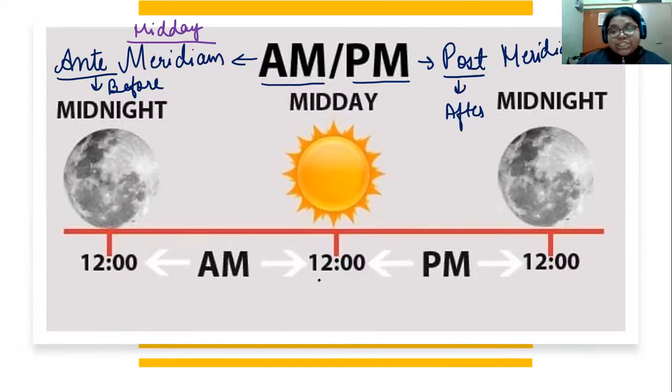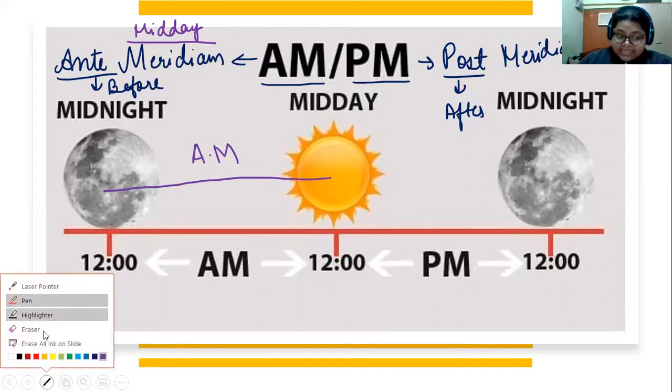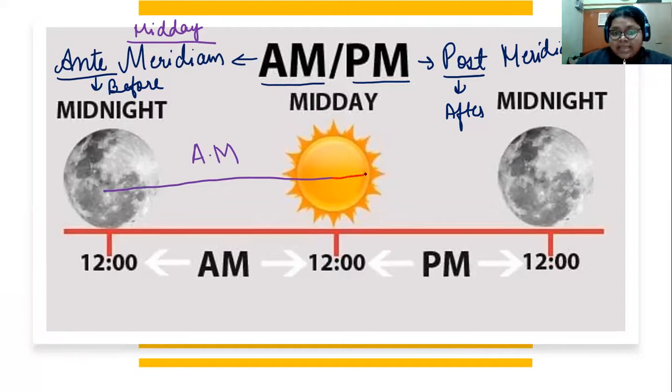That is at noon. So any time that is before midday will be called AM, and any time that is after midday will be known as PM. So there is a midday. The time before midday is known as ante-meridiem or AM, and the time after midday is known as PM.